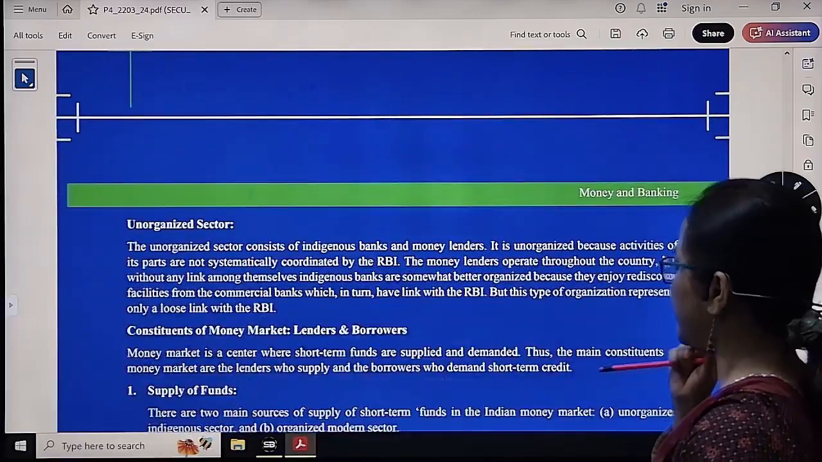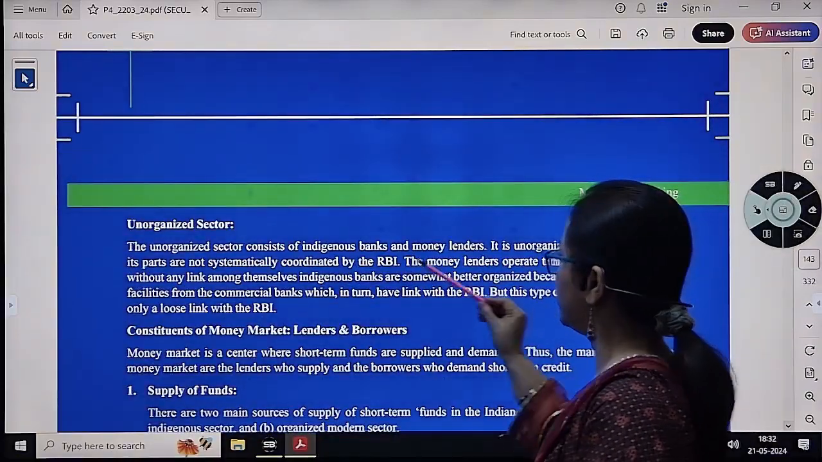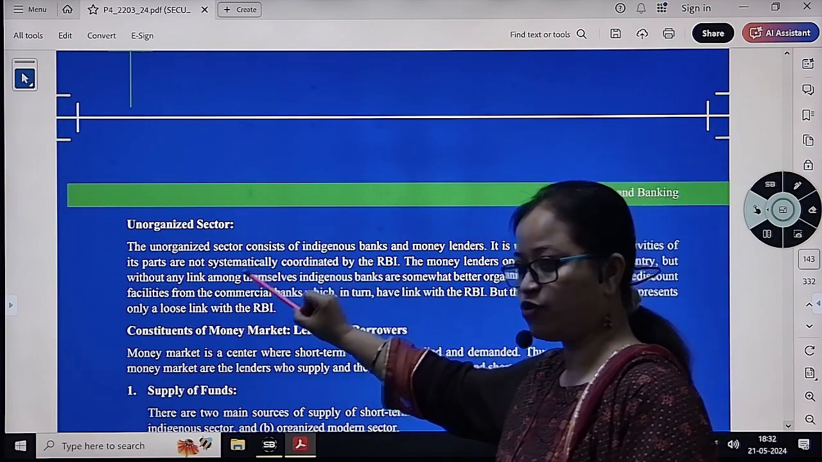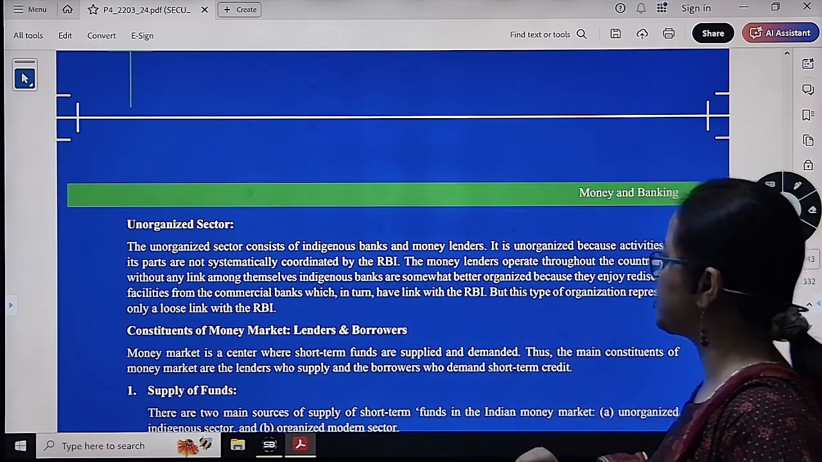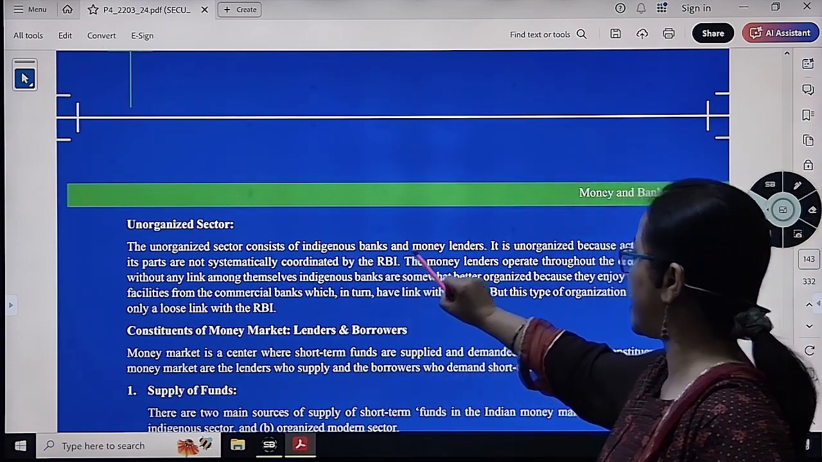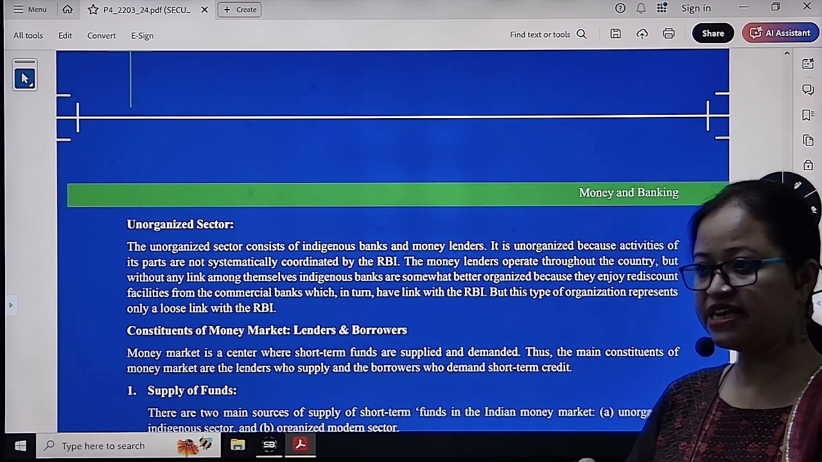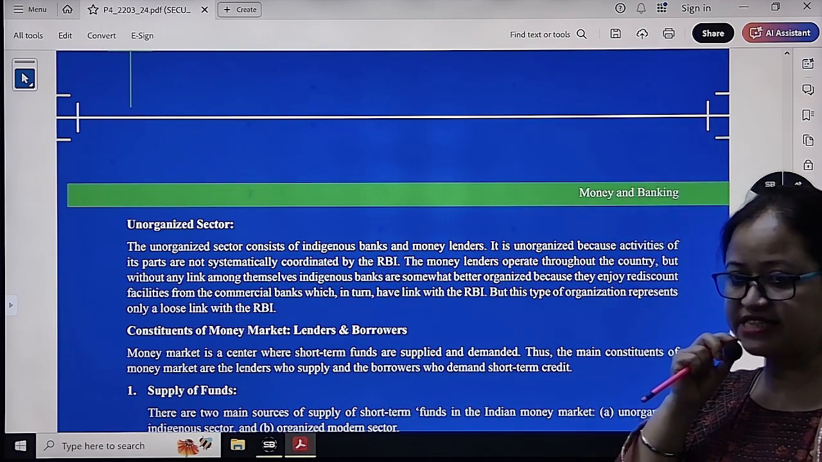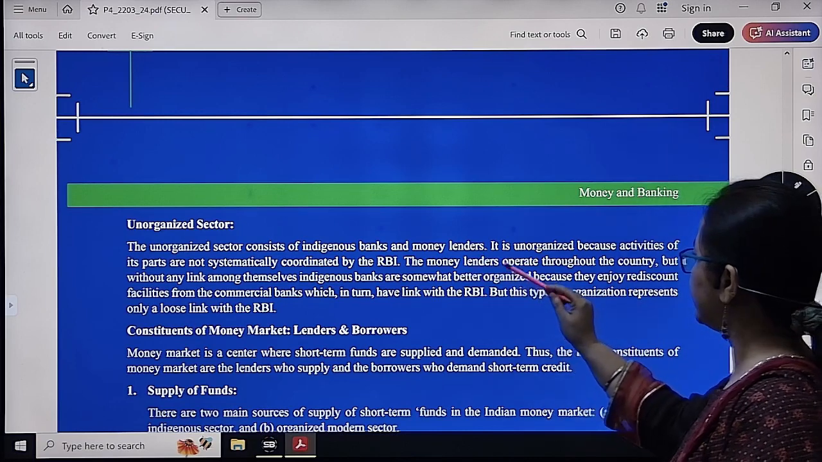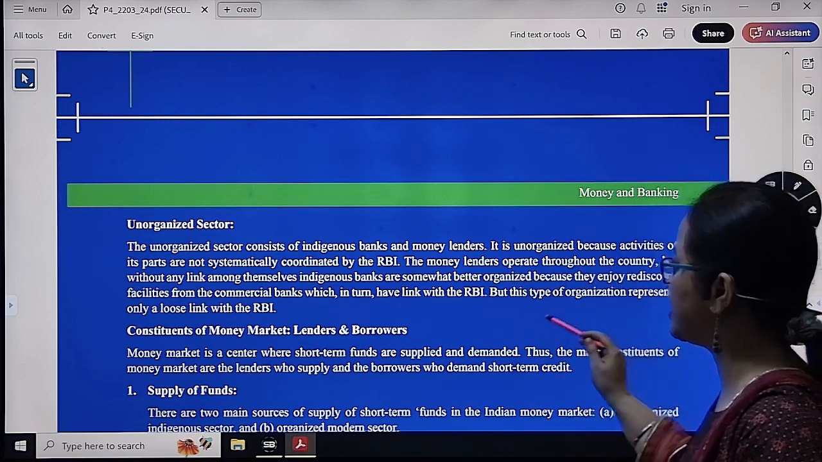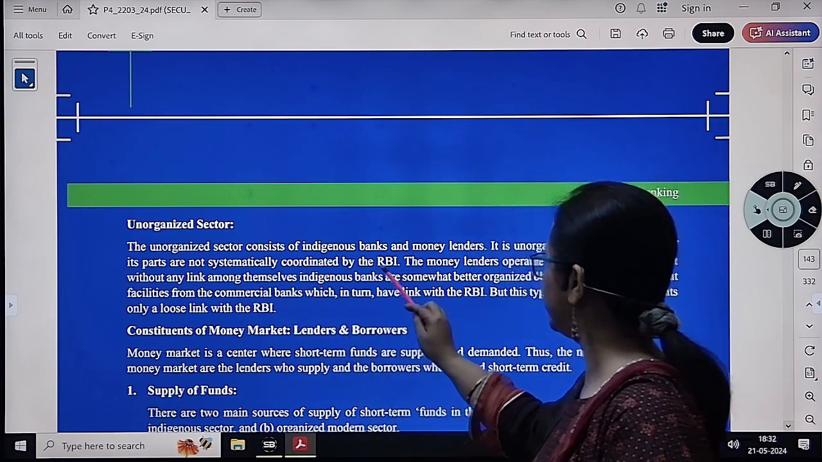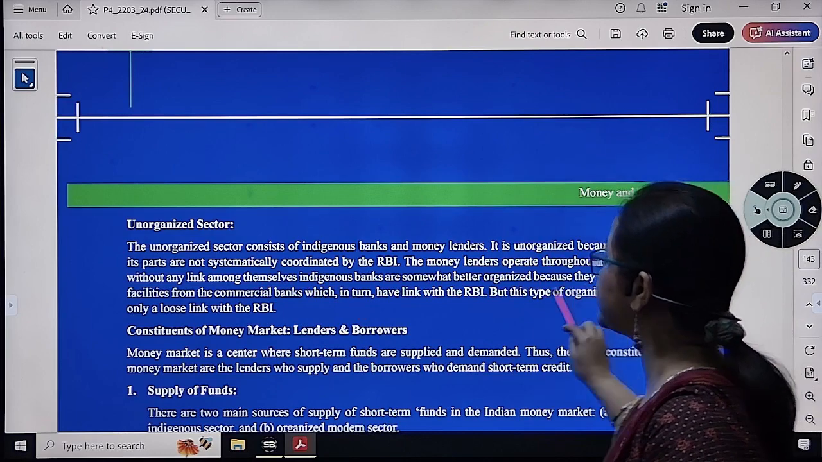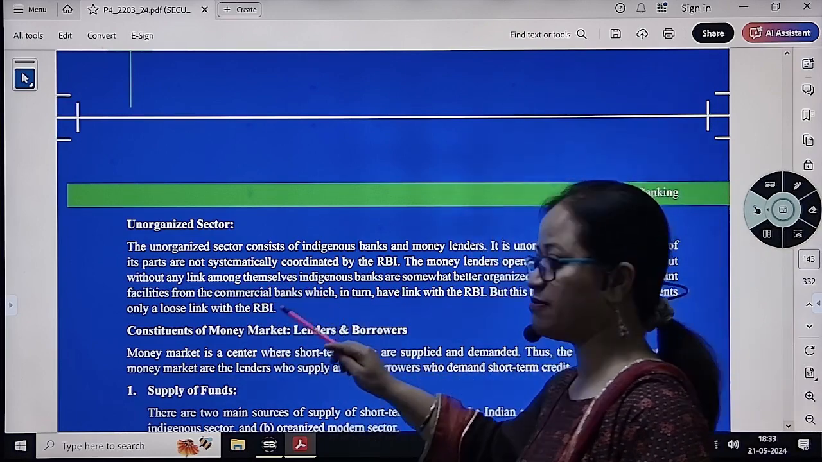Then unorganized, that is not coordinated by the RBI, not regulated and controlled by the RBI. So we can say the indigenous banks and the money lenders. Indigenous banks and the money lenders are your unorganized sector. So the money lenders operate throughout the country, but without any link among themselves. Indigenous banks are somewhat better organized because they enjoy rediscount facilities from the commercial banks.